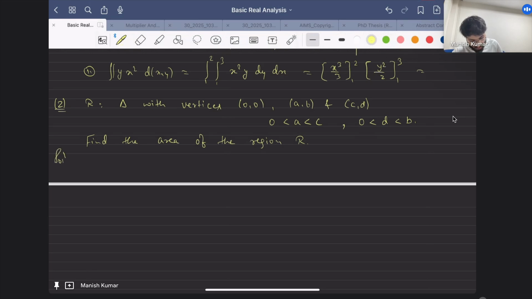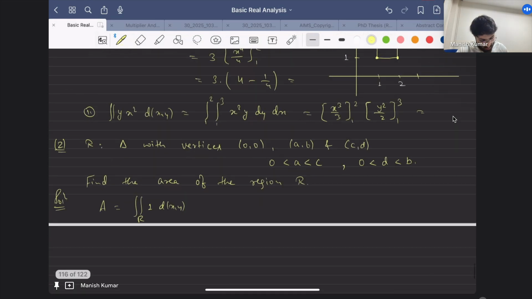So what does this mean? Area basically means that you have to integrate 1 over this whole region, right? This is what this means. Correct? So for that, we'll have to see how this R looks. Let's try to draw a picture for this R.